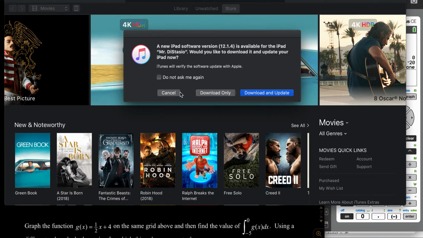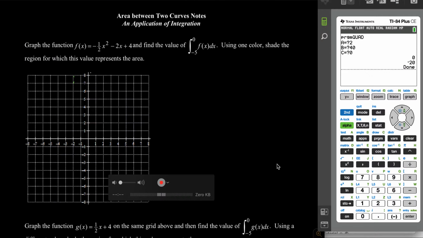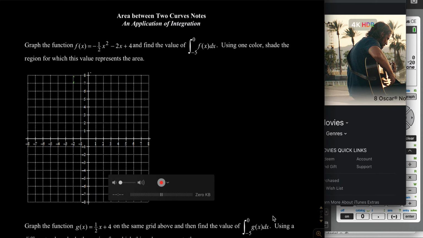I've got to cancel this iTunes thing. All right. So the area between the two curves is, oh God, get rid of that. Sorry.